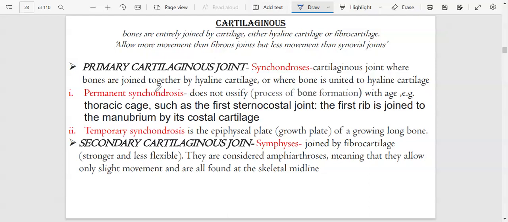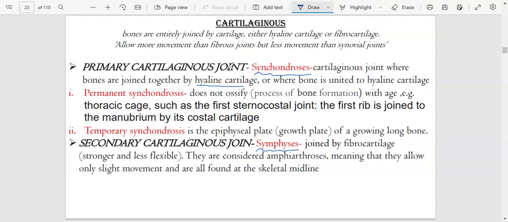So here we can have first a primary cartilaginous joint, which we call a synchondrosis, or we can have a secondary cartilaginous joint, which we call a symphysis. We also mentioned this earlier. Now, a primary cartilaginous joint, or a synchondrosis, is a cartilaginous joint where bones are joined together by hyaline cartilage, or where bones are united by hyaline cartilage. We need to take note of that.